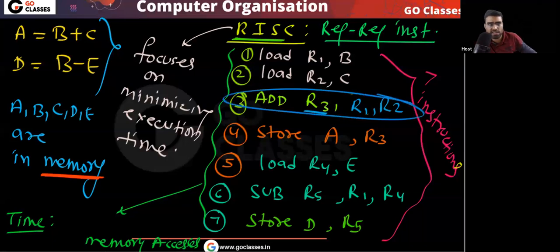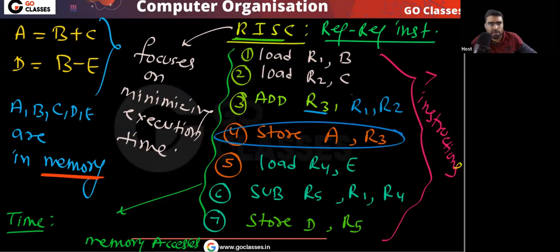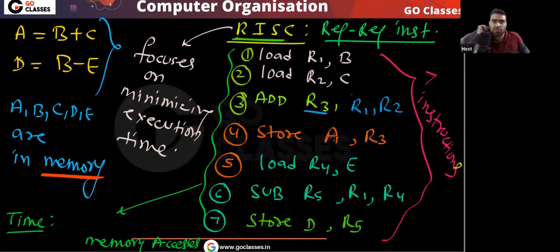Here there is no memory access because all the operands are coming from registers. Here we want one memory access because we want to store the value in the location A. Here one memory access because we want to load the value in the location A into the register R4. Here there is no memory access because all the operands are coming from registers. Here another memory access because we want to store the value of R5 in the location D.